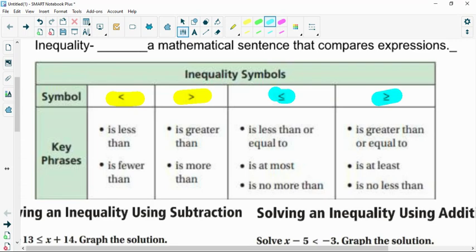I bring this up because not only are we going to solve, but we're going to be graphing our outcome on a number line. And it would be helpful to talk about here, first off, how do we mark the location on the number line?